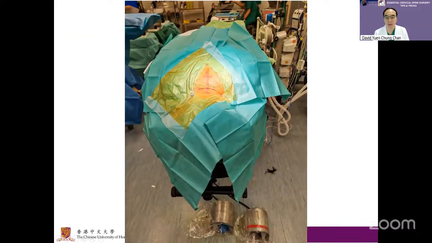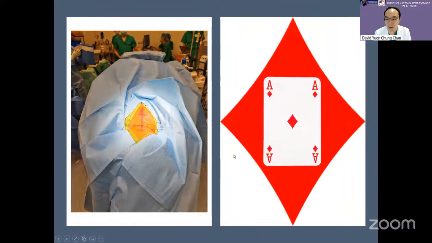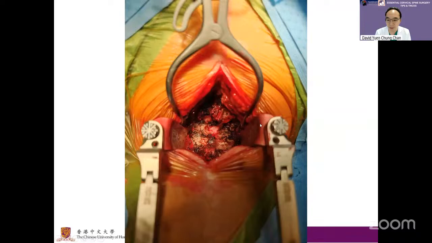So for me, just to share with you my personal preference and experience, I would like to drape in a diamond shape. This is good because potentially if I need to extend the incision cranially or caudally, I can do it. And then also I can potentially open the wound wider towards the left and the right. So the diamond shape draping allows adequate exposure in case of emergency. And in some more obese patients, I can use the trimline retractors to go deeper, and also it's radiolucent.